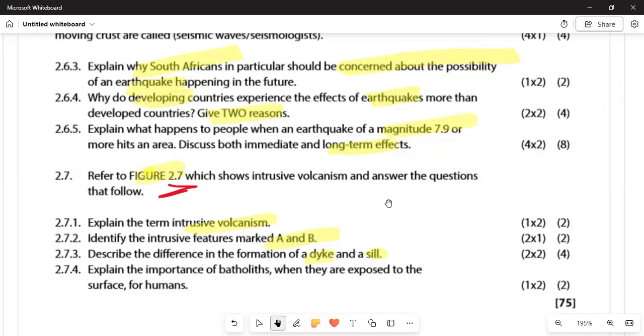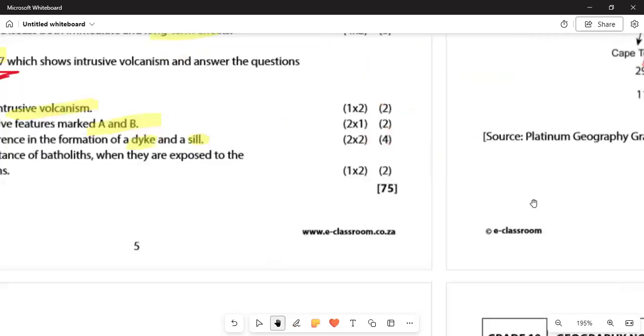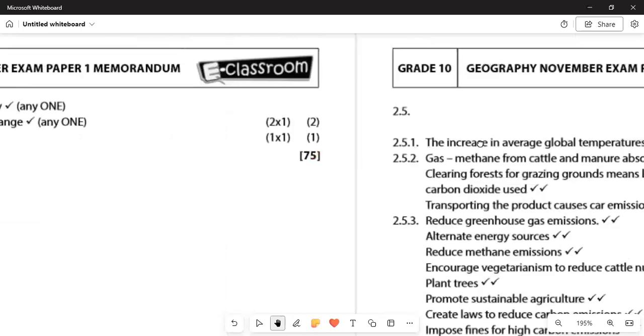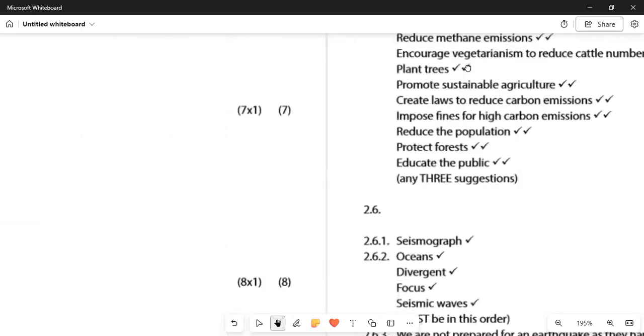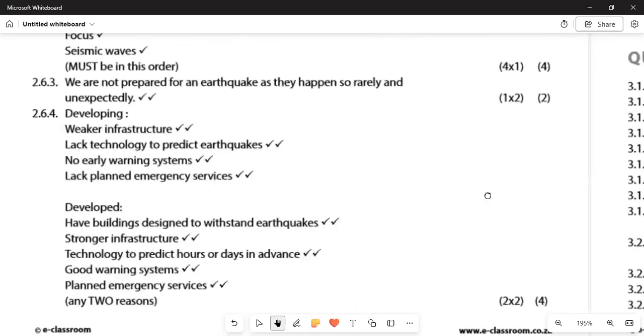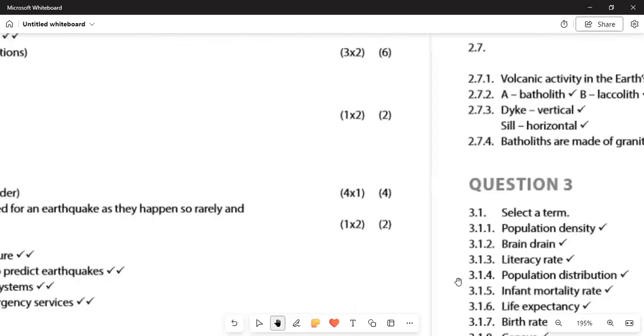When an earthquake of magnitude 7.9 or more hits an area, discuss both the immediate and the long-term effects for 8 marks. So 4 for immediate and 4 for long term. Okay. And then if we are moving on again, we can see that our answers are there.